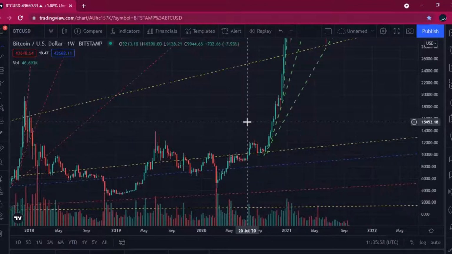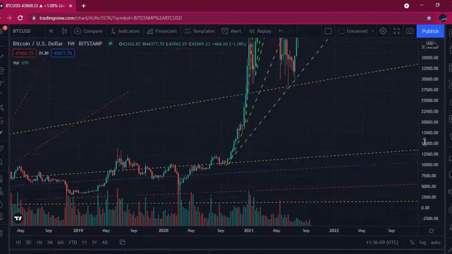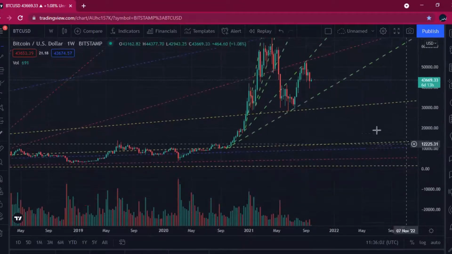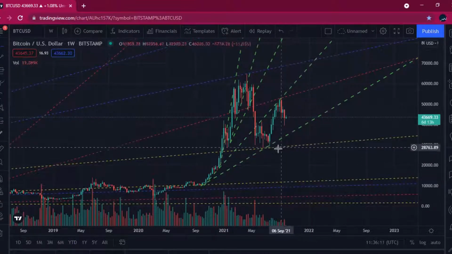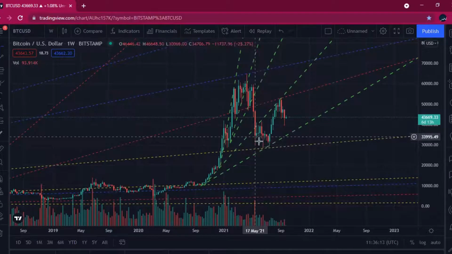And then this is our current cycle, where I drew in green lines. But this is now getting very crowded with the lines from the past. What we can notice, this yellow line turned out to be our bottom here.